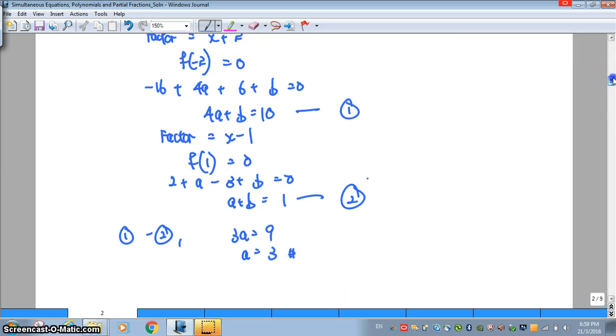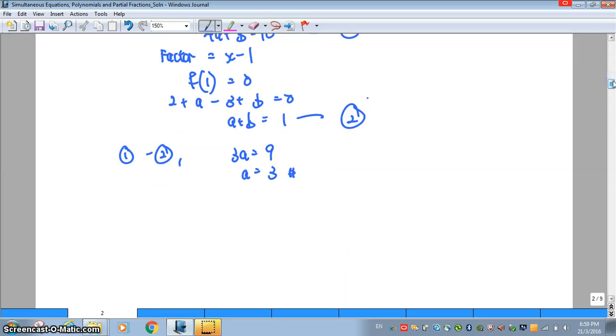We also need to find out the value of b in this case. Substitute a inside. 3 plus b will be equal to 1. This means that your value of b will be equal to negative 2. And there you have it. We are done for question 2.